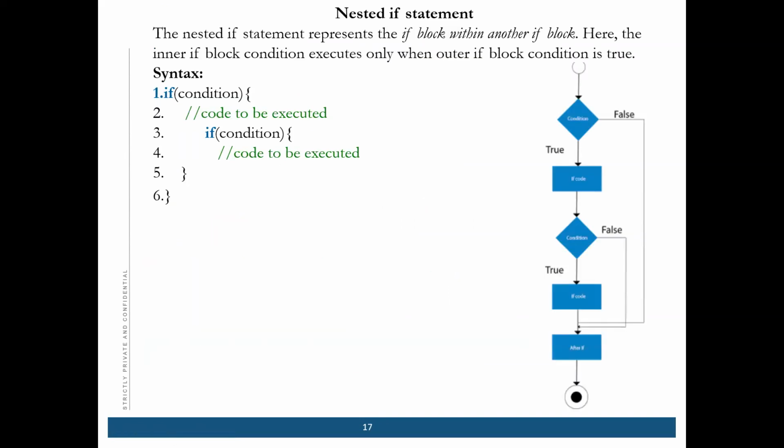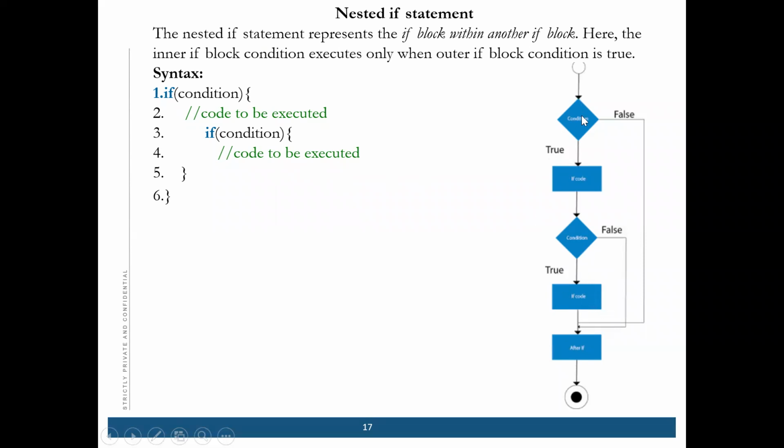Then comes the nested if. In nested if, we have multiple conditions, like we are testing if this condition is true and this condition is true, then only it will go inside the if statement. Nested if represents an if block within another if block. The inner if block condition executes only when both the outer and inner are true, then only it will enter that if block.